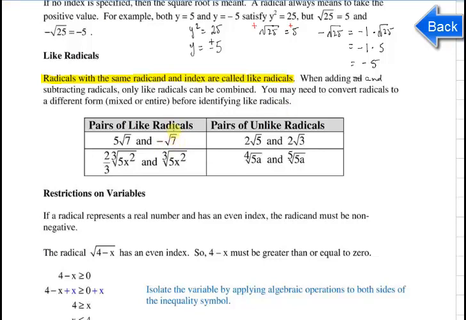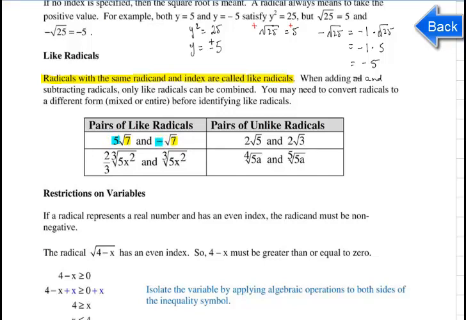So let's take a look at this chart that I have here. In the first column you have pairs of like radicals, and in the second column you have pairs of unlike radicals. So let's take a look at the first row. In the first column we have 5 root 7 and negative root 7. So if you take a look, you have identical radicands.